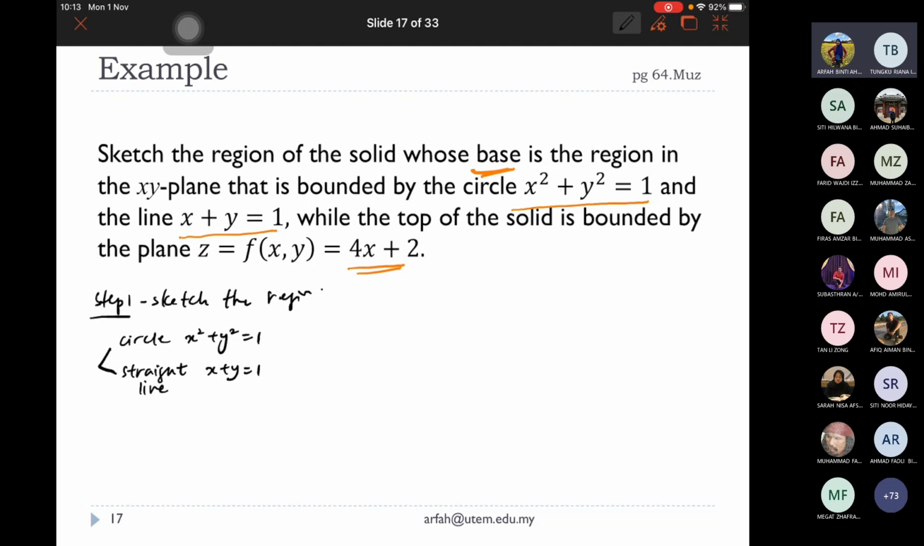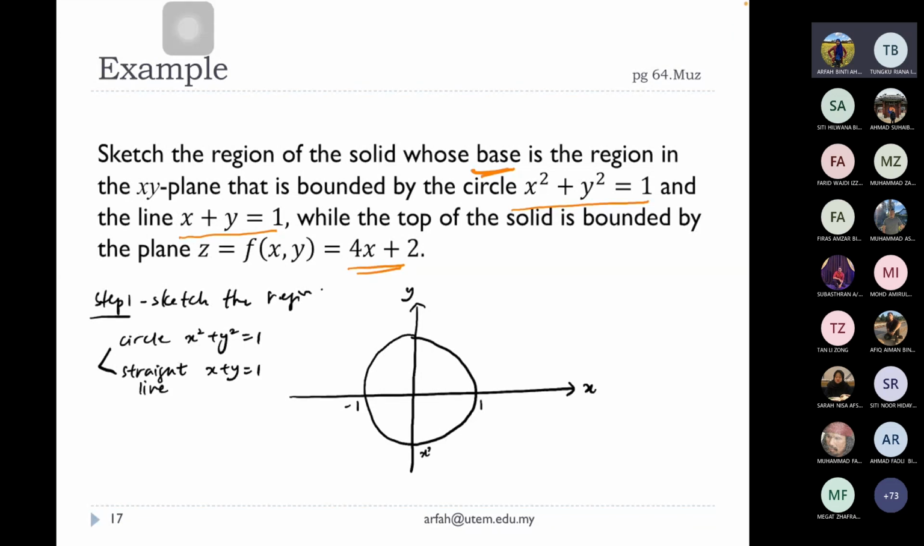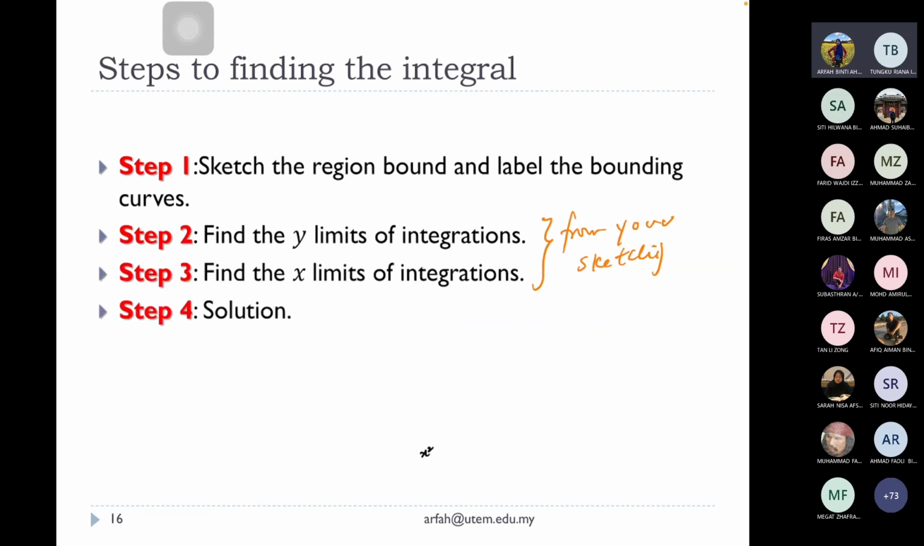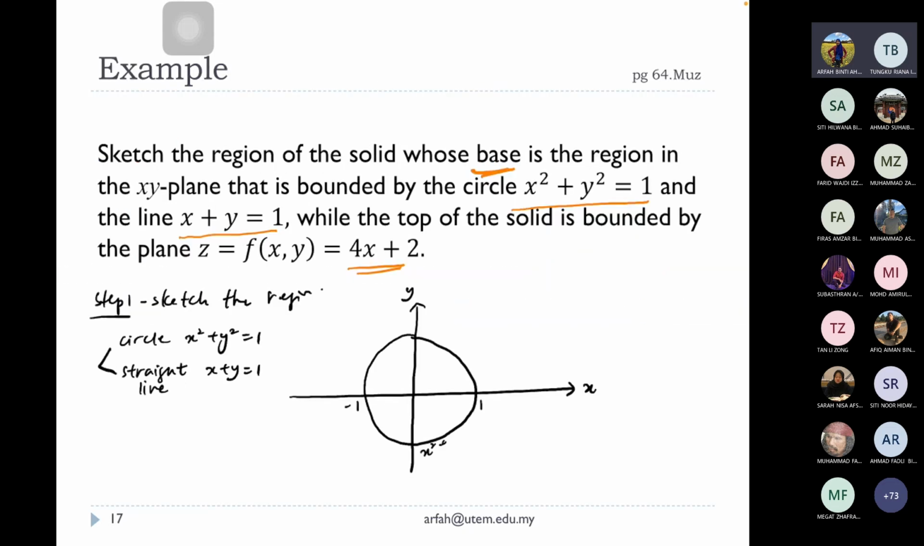So, daripada sini, kalau awak tengok, awak ada x dan juga y. This is your xy punya base. So ada circle x kuasa 2 tambah y kuasa 2 sama dengan 1, meaning that you have a circle here with the radius of 1. This is x kuasa 2 tambah y kuasa 2 sama dengan 1, the circle.